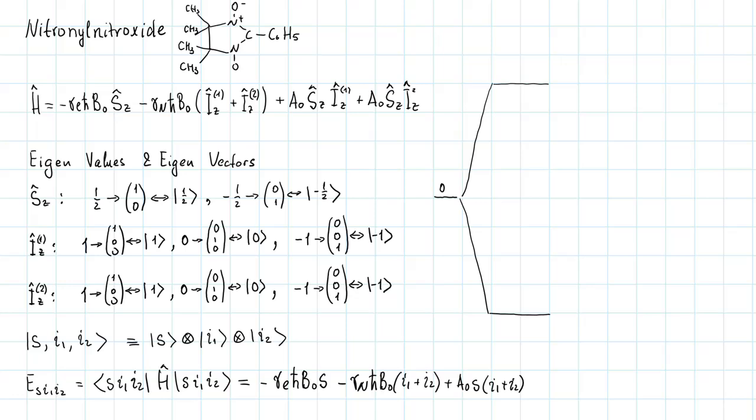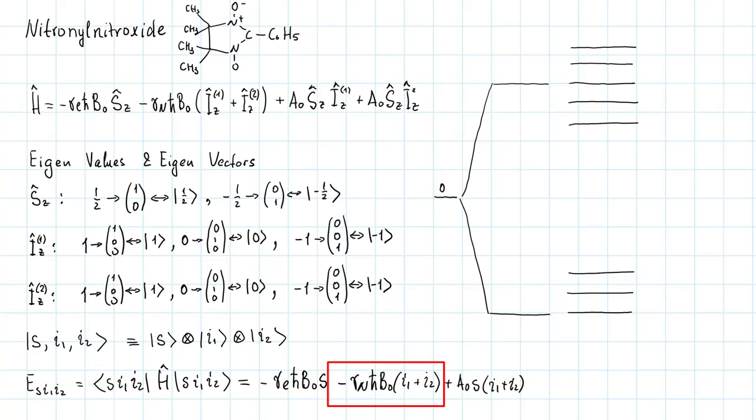So we can go on and determine the other two possible values of the sum I1 plus I2 and their populations. With this, we can determine the value of the second term in the expression for energy for all 9 possible nuclear spin states. The results of these calculations are drawn here in the diagram.